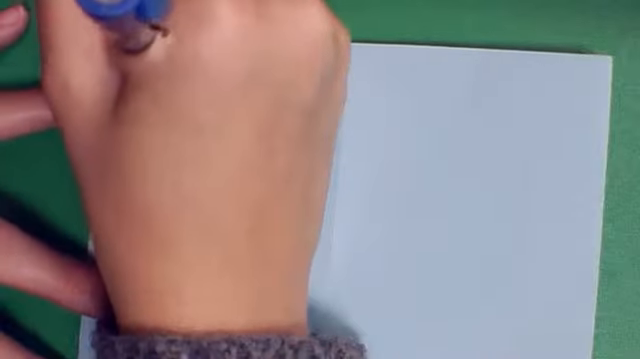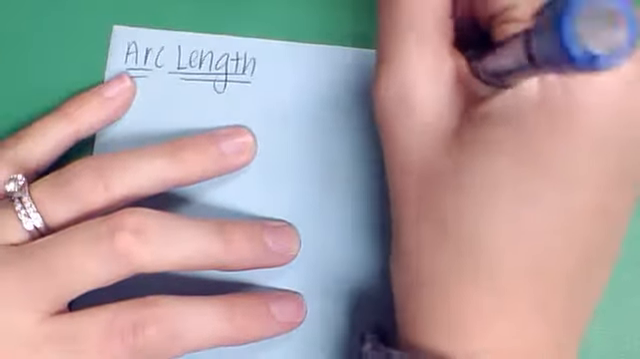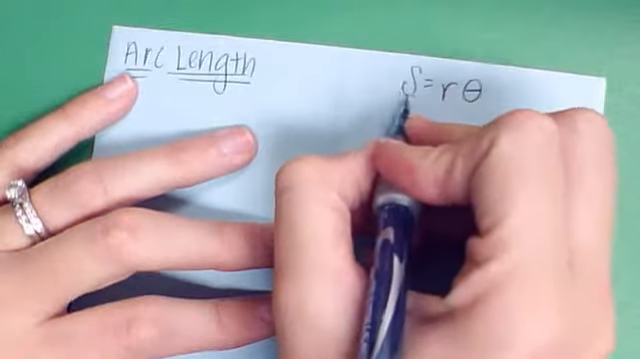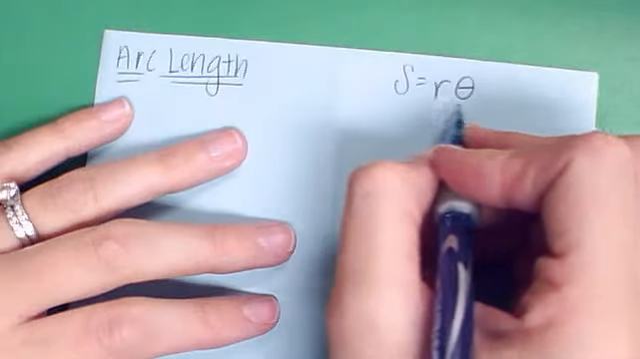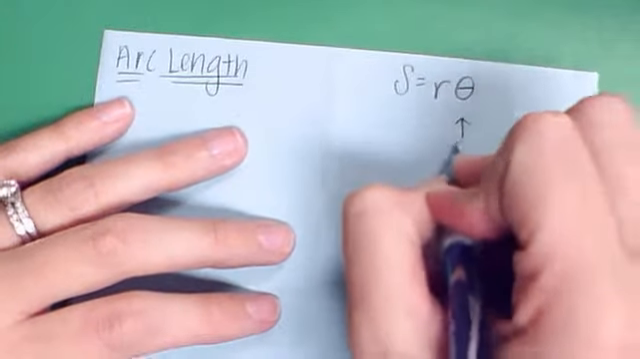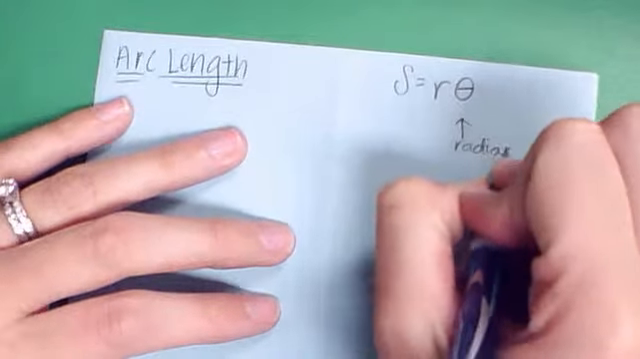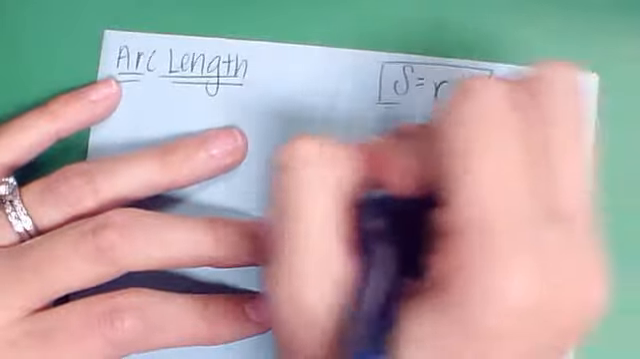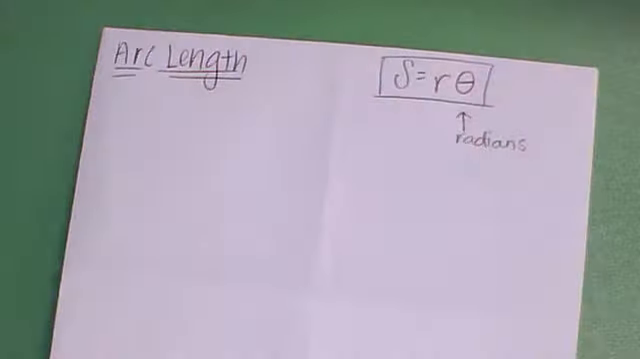Today in pre-cal we learned about how to find the arc length, and we also learned how to find the area of a sector. To begin with arc length, the formula is S equals R times theta, where S stands for arc length, R stands for radius, and theta stands for the angle in radians. It is important that this is in radians. If you don't change it from degrees to radians, it will be wrong.